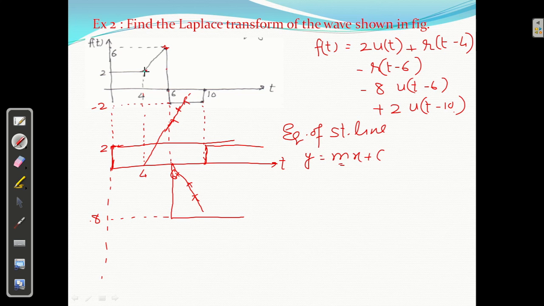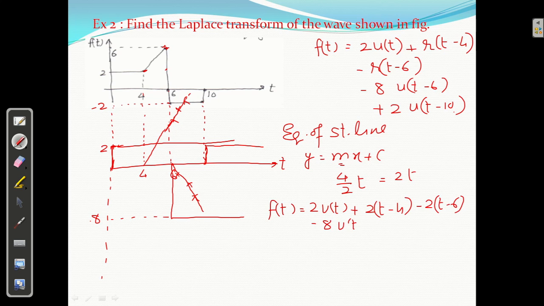और ये width कितनी है? 6 minus 4. ये 6 और ये 4. 6 minus 4 2. तो height 4 है upon 2 और x means t. So this 2t. So f of t equal to 2 u of t plus 2t minus 4 divided by 4 minus 2t divided by 6 minus 8 u of t minus 6 plus 2 u of t minus 10.